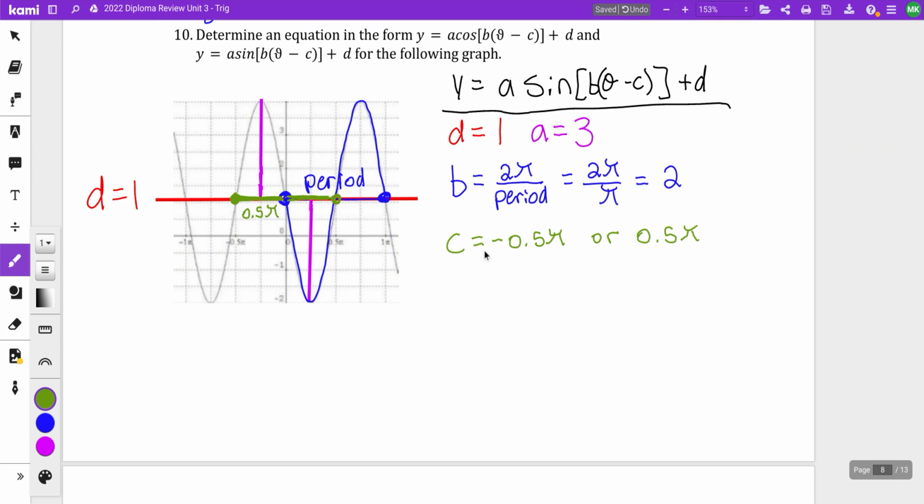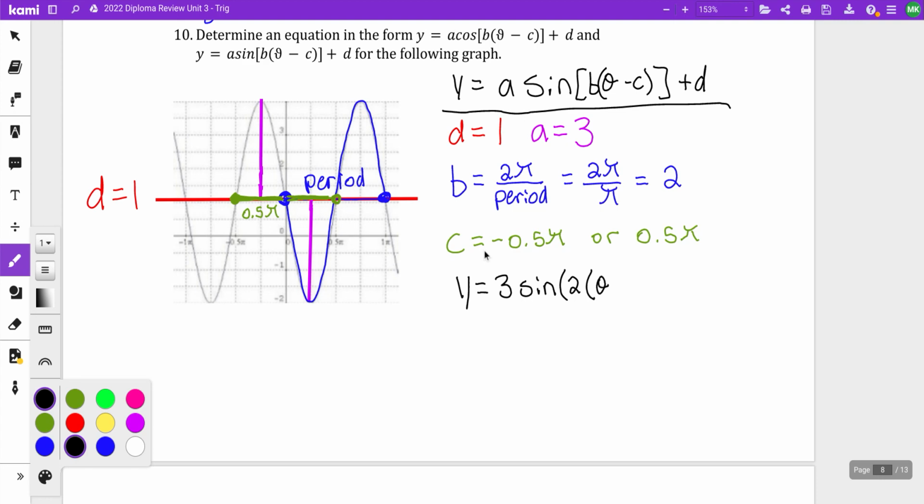That means the equation I'm going to put will be 3 sine 2 bracket theta, let's do minus 0.5 pi, bracket plus 1. The beauty of a graph and having to make the equation is you could always graph it to see if you got it right. It's an easy thing to verify.